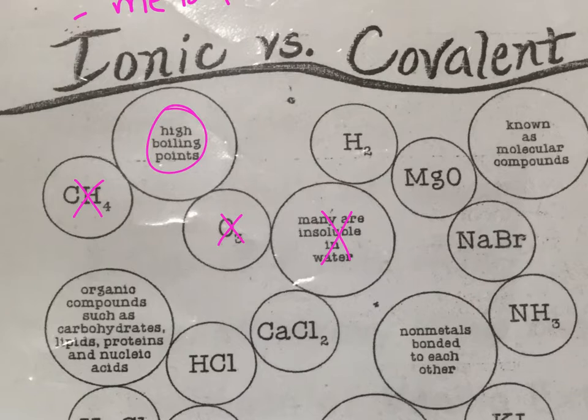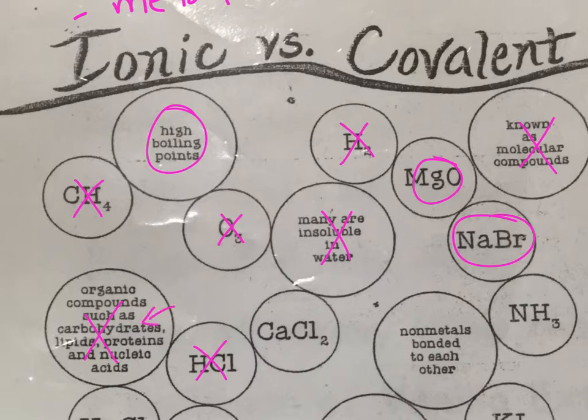Okay. All right. H2. Covalent. Magnesium oxide. Known as molecular compounds. Covalent, good. Sodium bromide. That's ionic. Okay, organic compounds such as carbohydrates, lipids, proteins, nucleic acids. This is covalent. Okay. Hydrogen chloride, yeah, sorry. Covalent.